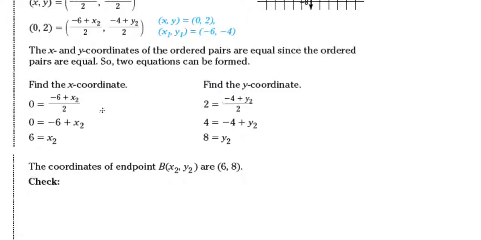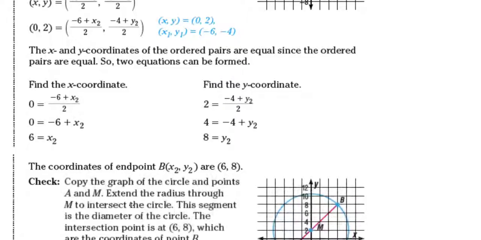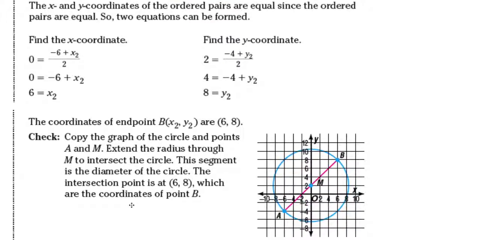If you want to check our answer, copy the graph of the circle and the points A and M, and extend the radius through M to intersect the circle. This segment is the diameter of the circle. The intersection point is at (6, 8), which are the coordinates of point B. Now, you might ask, why do we need to go through all that if we can just read it from here? Because sometimes you're going to end up with a circle that looks something like this.